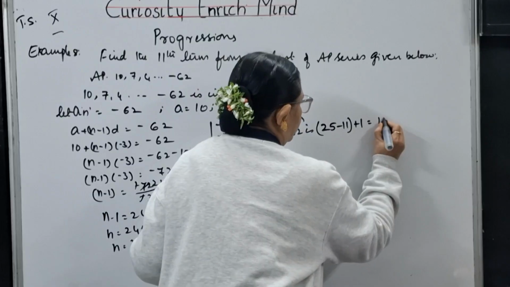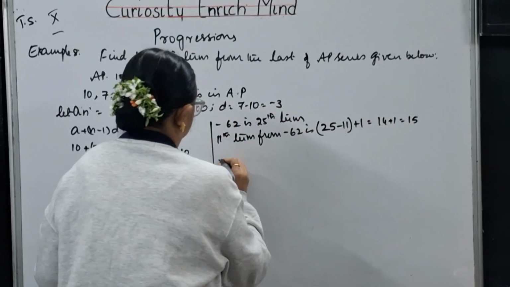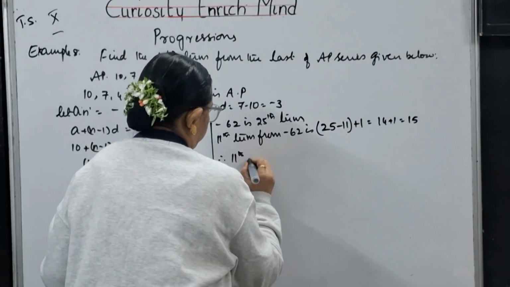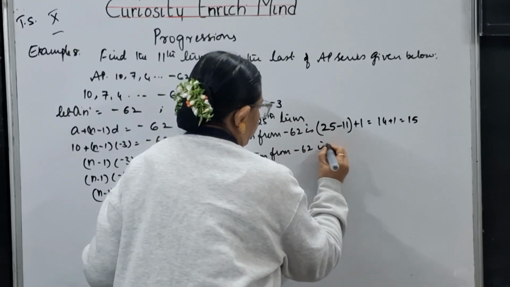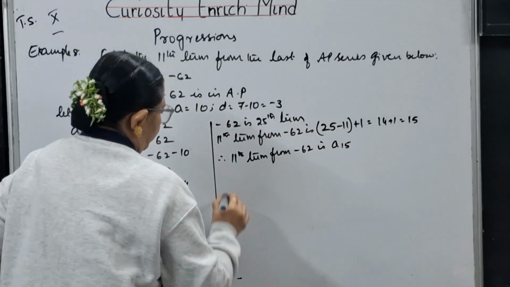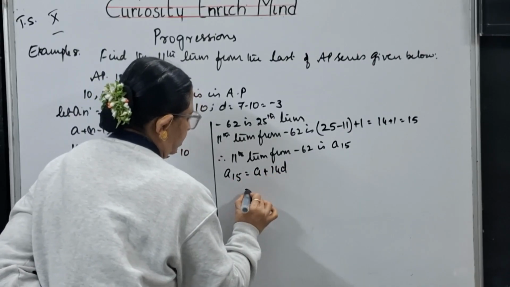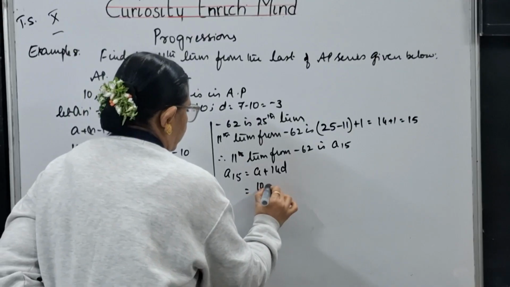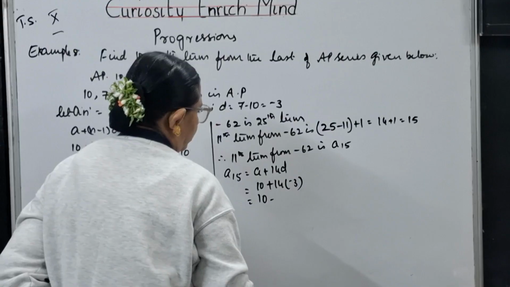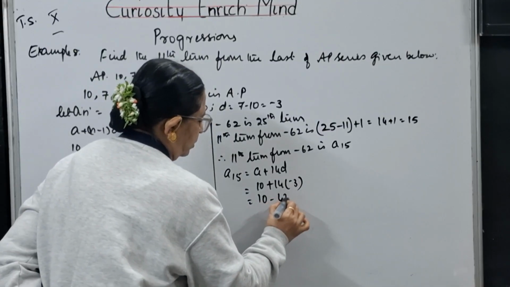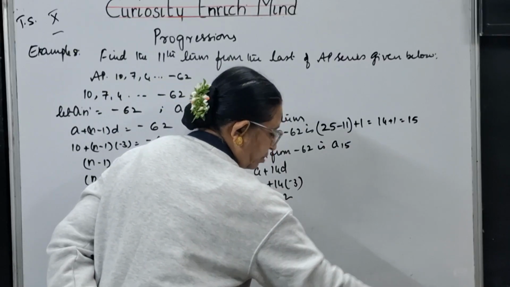That means how much are you getting? 14 plus 1, that is 15. Therefore, the 11th term from minus 62 is A15. So find out what is A15. A15 is A plus 14D. That is, A is 10, plus 14 into D, which is minus 3. 10 minus 14 threes are 42. Minus 32 will be the answer, children.